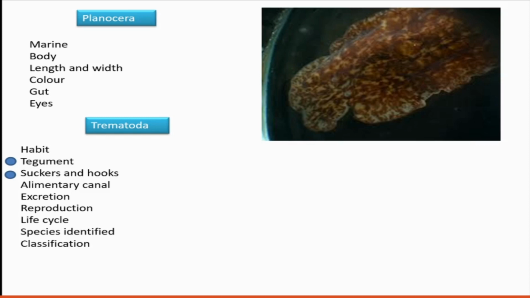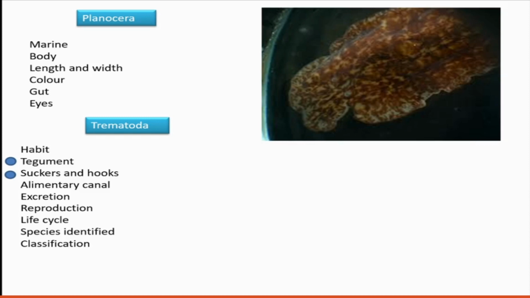Then the eyes are seen as two groups. That also is not clear in this picture, but in your textbook the picture is very clear. Which are the two groups of eyes? Cerebral eyes and tentacular groups of eyes. The cerebral eyes are seen as two clusters between the tentacles. And the tentacular group is seen as a ring at the base of each tentacle.